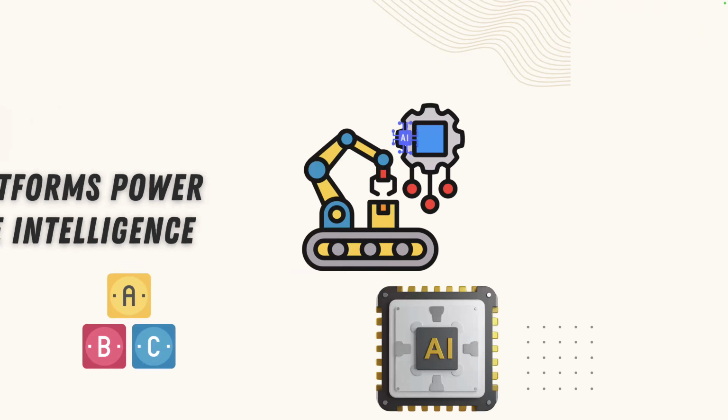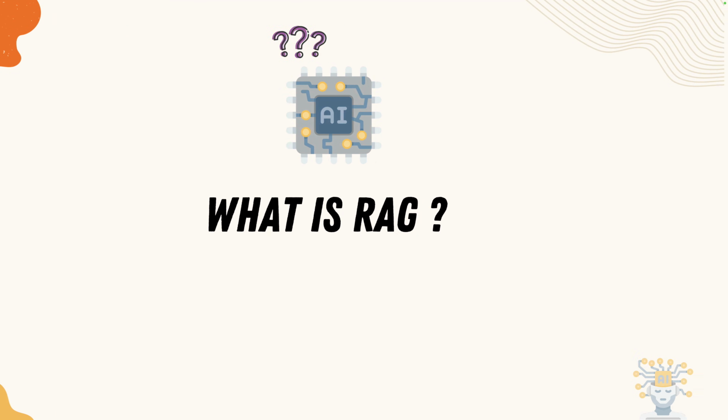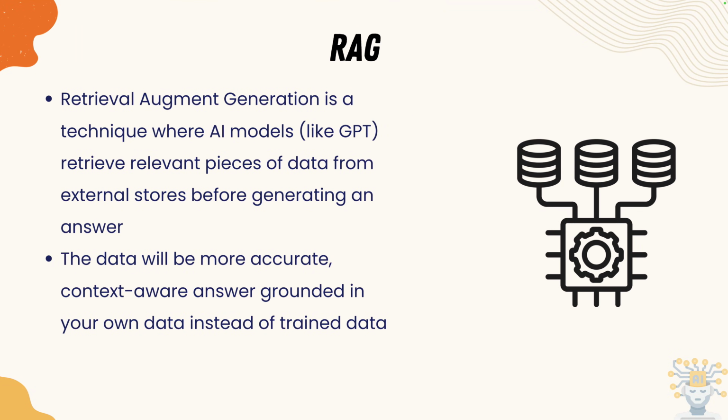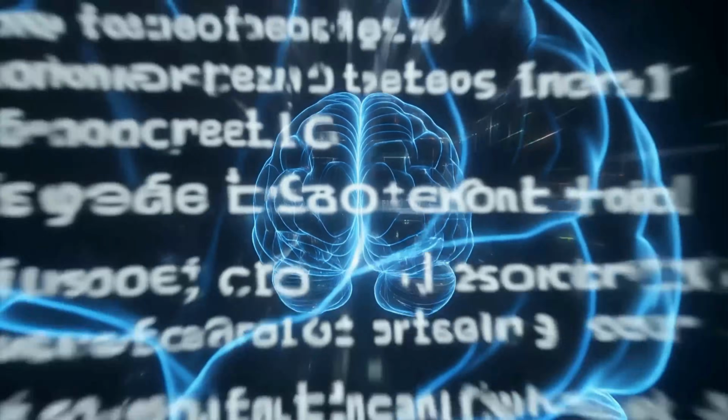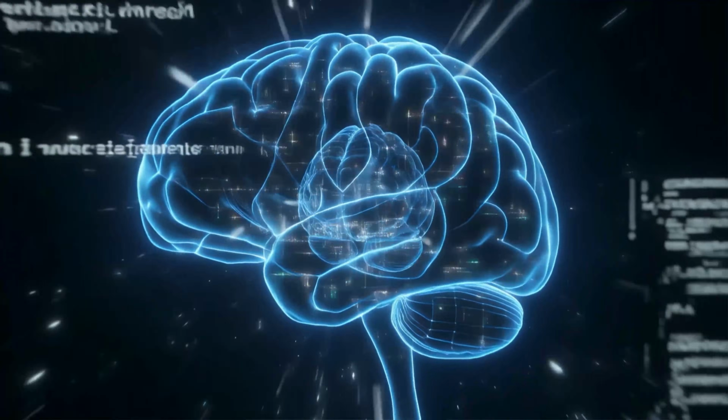But if you've really not heard about RAG before, RAG is nothing but Retrieval-Augmented Generation, which is a technique where AI models, for example ChatGPT's GPT model or the Claude model, retrieve the relevant piece of data from external data sources before generating an answer. That's what RAG is in a nutshell.